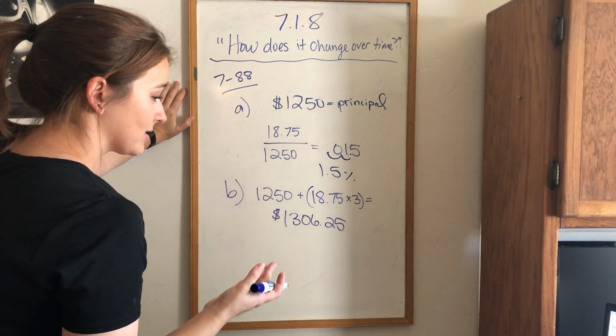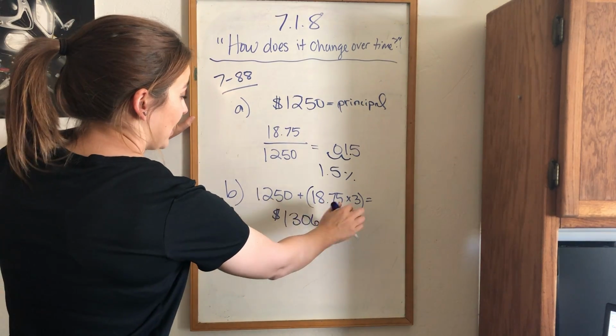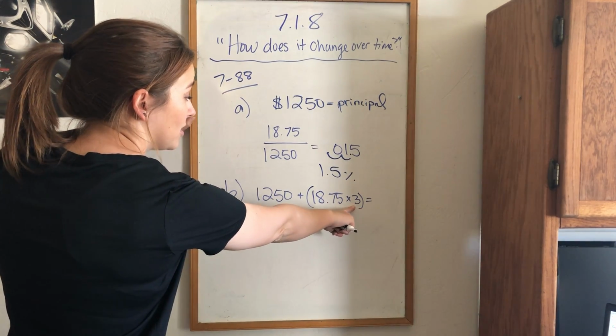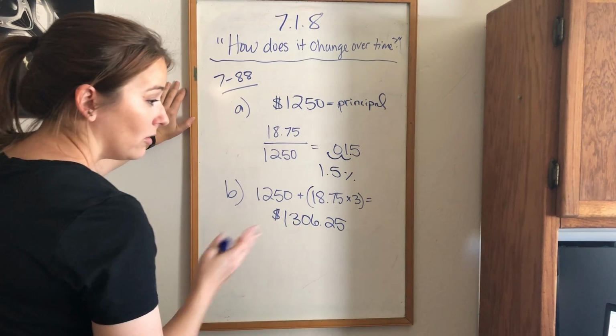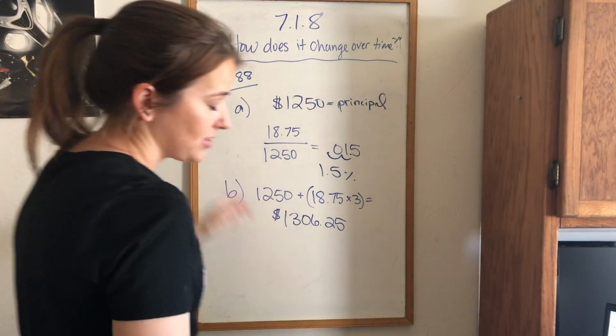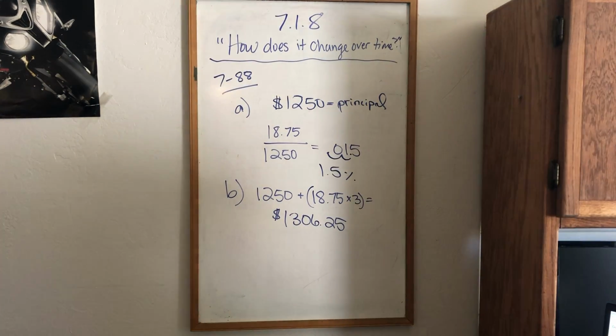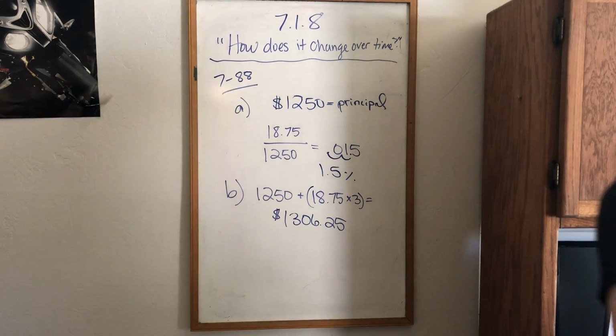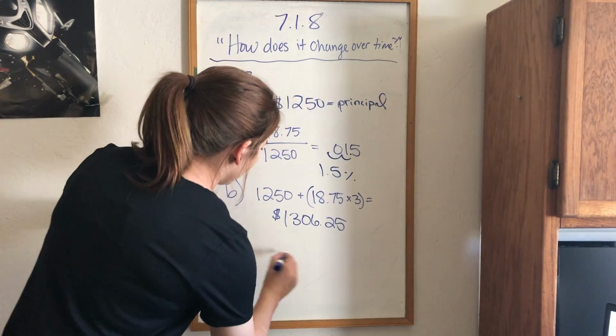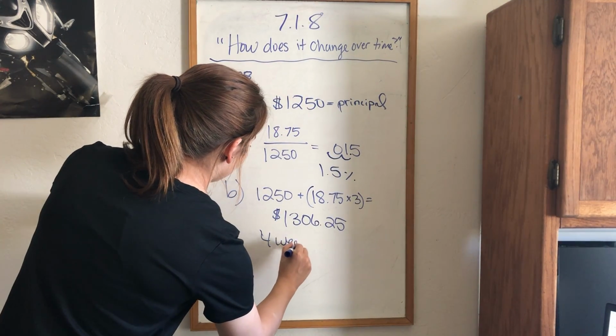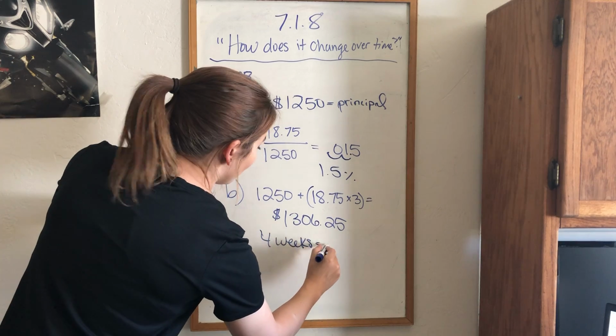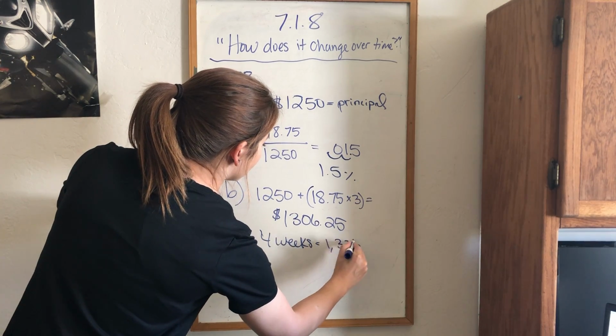So to get 4 weeks, I can either write this whole equation again and just change that to a 4, because this is our number of weeks, or I can just add 1875 to this. And I'm just going to add 1875 to that because it's a little bit simpler and less time consuming. So after 4 weeks, looks like $1,325.